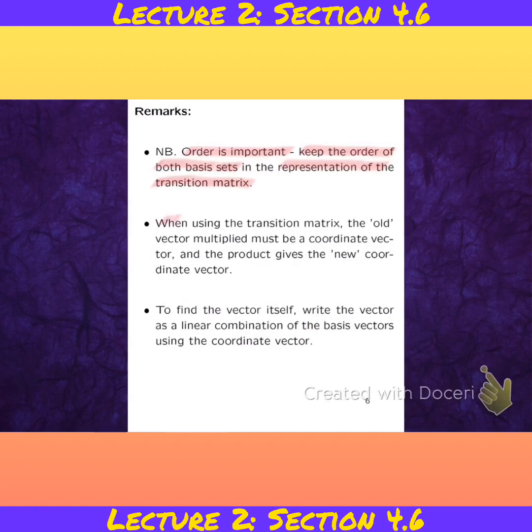Okay, and when using the transition matrix, the old vector multiplied must be a coordinate vector, and the product gives the new coordinate vector. Okay, and then to find the vector itself, write the vector as a linear combination of the basis vectors using the coordinate vector. Okay, so the process is simple, but the order is important, and that's normally where the mix-ups occur, so be careful with that.